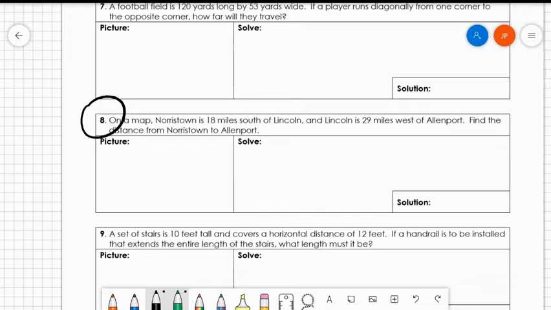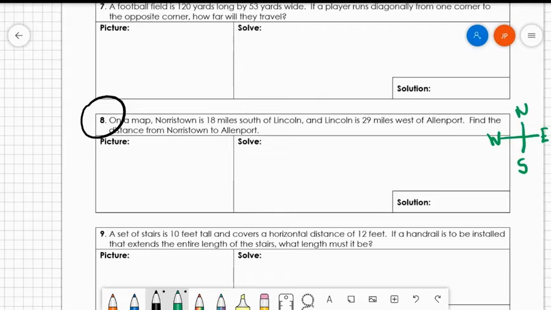So this one's a little tricky because you kind of have to know on a map what's north, what's south, what's east, what's west. So over in the right-hand margin over here, I'm going to draw that. So up top, we've got north, and at the bottom we have south. This left piece is west, and the right piece is east.